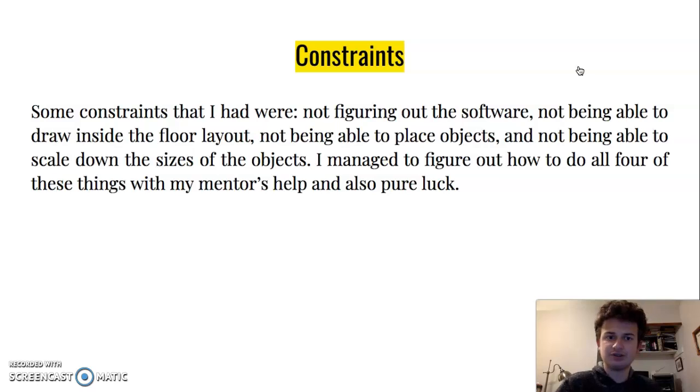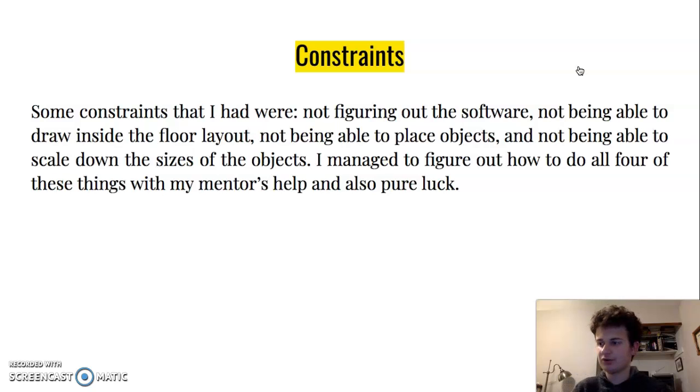So some constraints that I had were not figuring out the software at one point, not being able to draw inside the floor layout at one point, not being able to place objects at one point, and also not being able to scale down the sizes of the objects at one point. I managed to figure out how to do all four of these things with my mentor's help and also pure luck. For not figuring out the software, my mentor helped me out by explaining it to be a bit easier and by finding some YouTube videos that helped me a lot to even be able to put the stuff down that will come up soon.